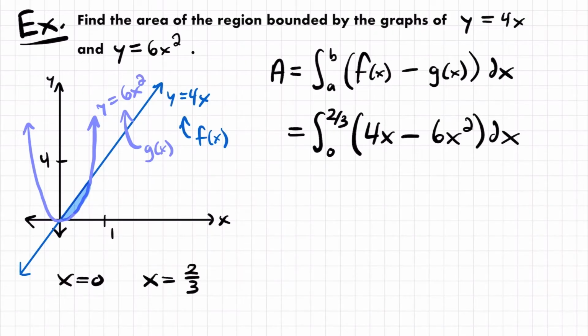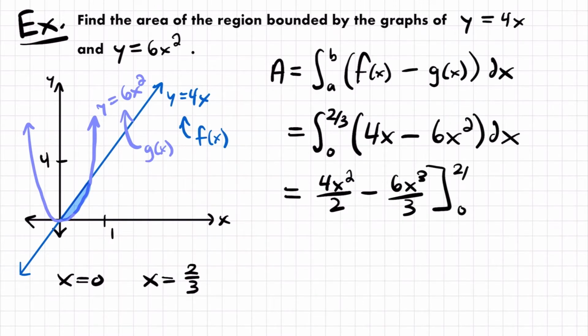All right, and so now we have a definite integral that we can solve to find the area of that region. And so if we integrate both of these terms with respect to x using the power rule of integration, we will have that this is equal to the integral of 4x, which the power rule of integration says that you add 1 to the exponent and then divide by that new exponent. So we'll have 4 times x squared divided by 2 minus the integral of 6x squared. And so if we add 1 to the exponent and divide by that exponent, we'll have 6x cubed divided by 3. And that will be evaluated from 0 to 2/3.